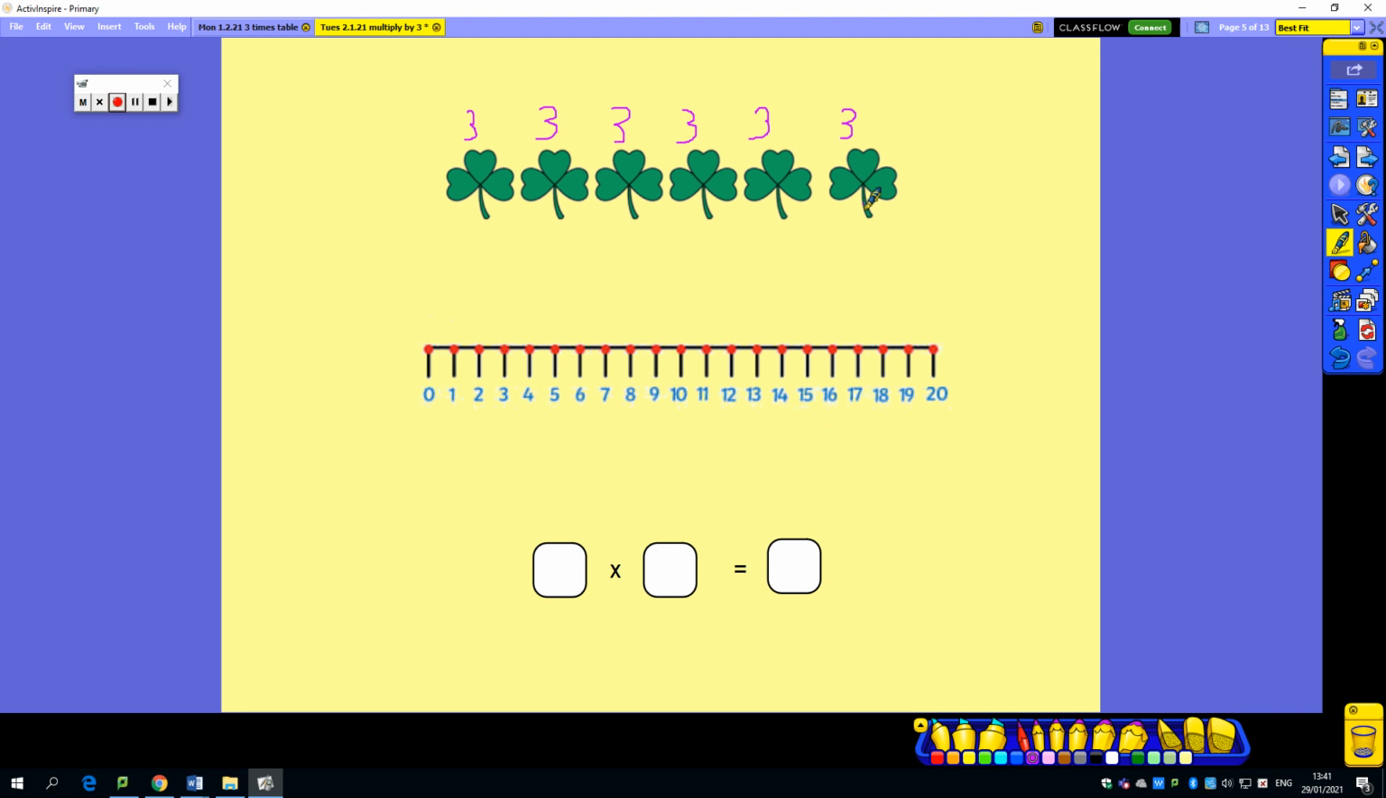I'm now going to try and represent that on my number line. So I've got 6 groups of 3. So I need to do 6 jumps of 3 on my number line. So 3, 6, 9, 12, that's 4. 5 groups of 3, 15, and 6 groups of 3 gets me to land on 18. So to write that as a number sentence, see if you were right, we've got 3, and we have 3, 6 times, and we can see it equals 18.